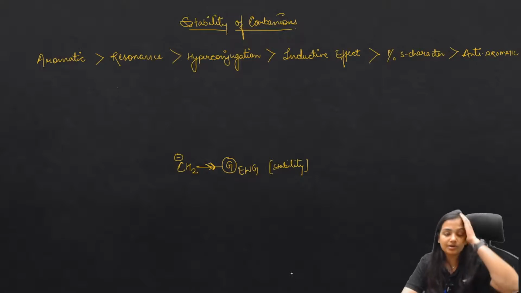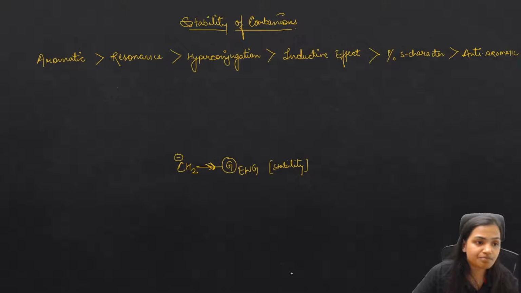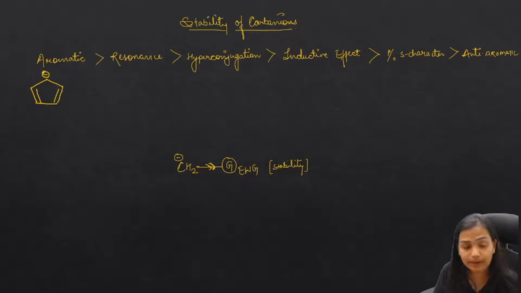Now the question is about stability: how can we stabilize carbanions? Guys, carbanions which are aromatic in nature are usually more stable. Let me give you an example. I have already taken this as an example for you. This is a pi bond and this carbon has a negative charge. So this is going to be the aromatic carbanion.